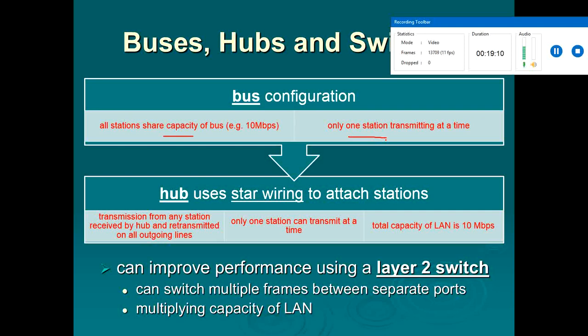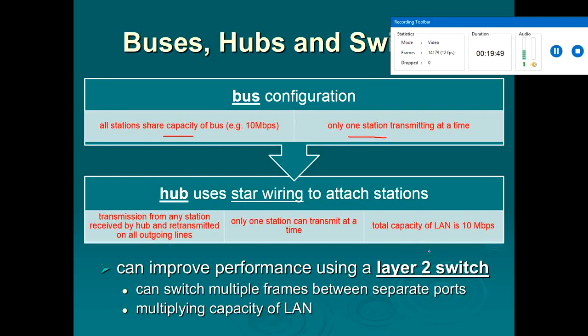Whereas a hub is often used in a building wiring closet, and it uses a star wiring arrangement to attach stations to a hub. In this arrangement, a transmission from any one station is received by the hub, and it is retransmitted on all the outgoing lines. So to avoid collision, only one station can transmit at a time. Also, the total capacity of the LAN is 10 Mbps.